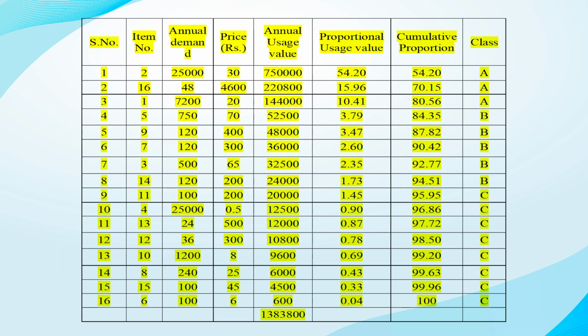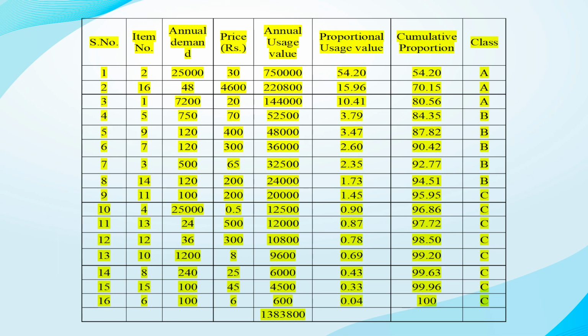demand is also shown. For serial number 1, item number 2, the highest demand is 25,000. For item number 16 it is 48. For item number 1 it is 72,000. For item number 5 it is 7,200. And accordingly, up to the 6th item, which has a requirement of 100.